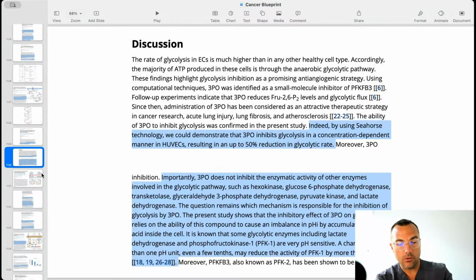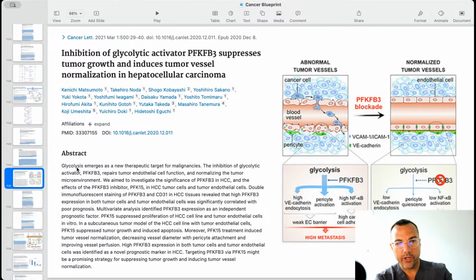papers or endeavors. So moving on from 3PO, the next compound that I want to talk about is PFK15. This paper was published a year later, in March of 2021. Inhibition of glycolytic activator PFKFB3 suppresses tumor growth and induces tumor vessel normalization in hepatocellular carcinoma.